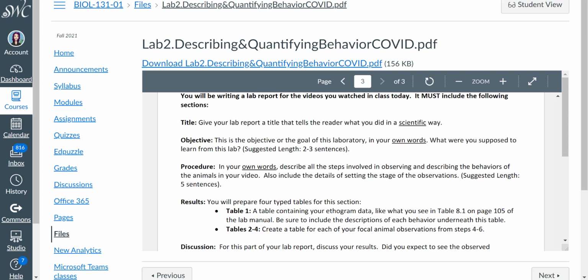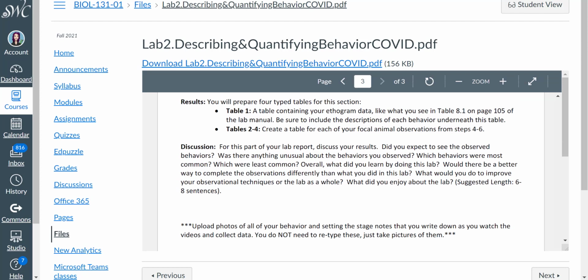Almost finally is the results section. The results section will only consist of these tables. There will be 4 tables total. I do expect them to be typed. The lab talks you through how to make each of these tables.